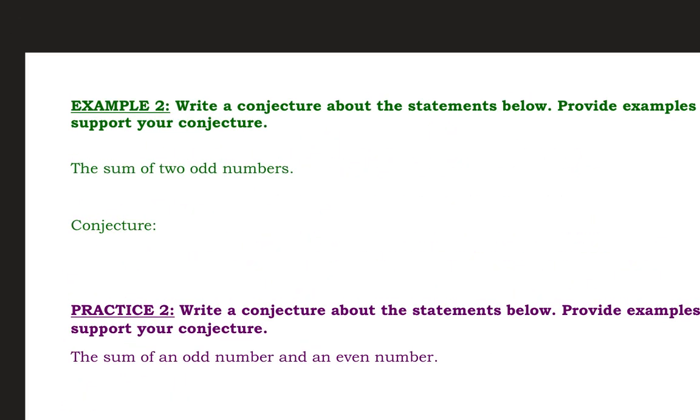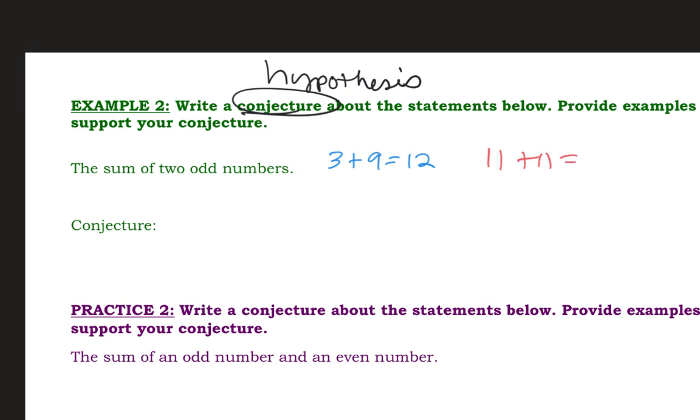Remember, conjectures is just a fancy word for hypothesis. That's all it is. So the sum of two odd numbers. Somebody give me two odd numbers. 3 and 9. 3 plus 9 is 12. All right, give me another set of odds. 11 and 11. 11 and 11 is 22. And one more. 7 and 3. 7 plus 3 is 10.